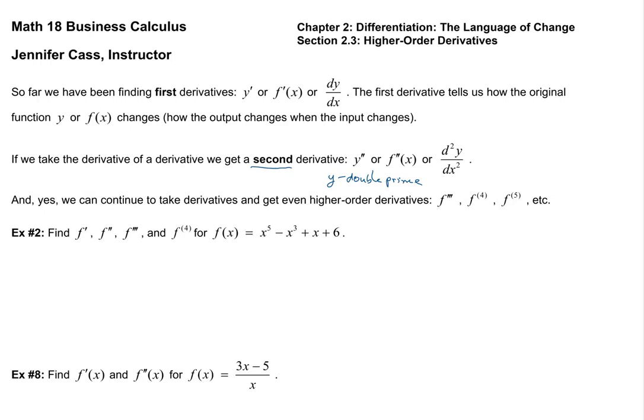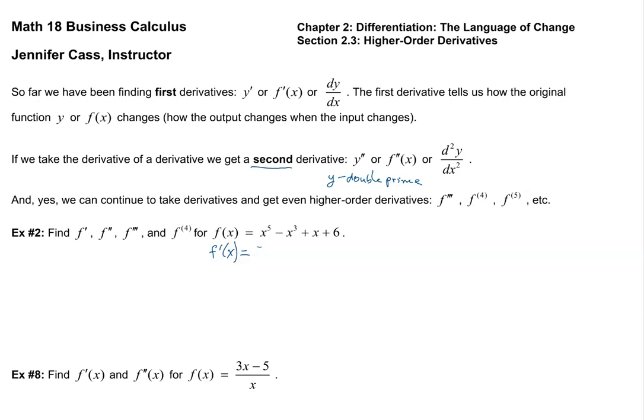So let's try this. Example number 2, we're going to find the first derivative, f prime, the second derivative, f double prime, and then the third and the fourth derivatives for our function f of x equals x to the fifth minus x cubed plus x plus 6. I think I'll just do them right underneath, so it's easy to see where things come from. I'm going to go straight into the derivatives. Hopefully you've practiced in 2.1 and 2.2, and you're comfortable without showing any thinking work.